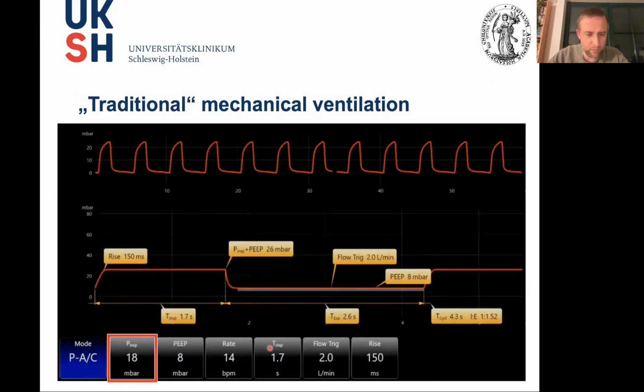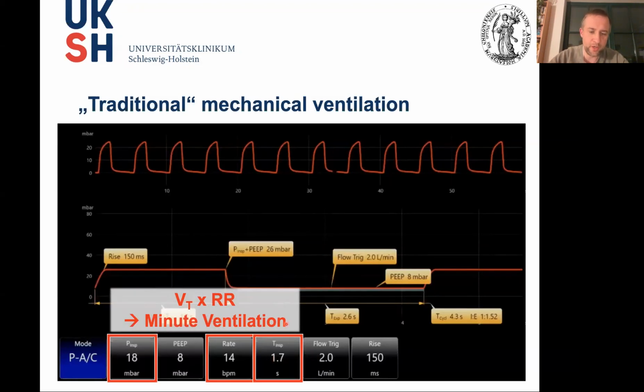Now I want to focus mostly on the parameters that are important to ensure sufficient alveolar ventilation. In this case, in pressure-controlled ventilation, that's inspiration pressure, that's respiratory rate, and it's inspiratory time. When you use volume-controlled ventilation, it's obviously tidal volume, respiratory rate. And again, you will have to make some adjustment for inspiratory time and perhaps inspiratory flow. So these are the parameters that ensure adequate minute ventilation. And that is one of the foremost goals of mechanical ventilation.